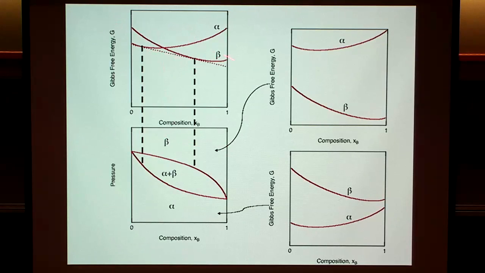And this crossing is really interesting. You can figure out the compositions of the coexisting phases by this common tangent construction here. The composition of alpha is given by that point, composition of beta by that point, and that gives you 2 points on this banana loop, this two-component phase diagram here.